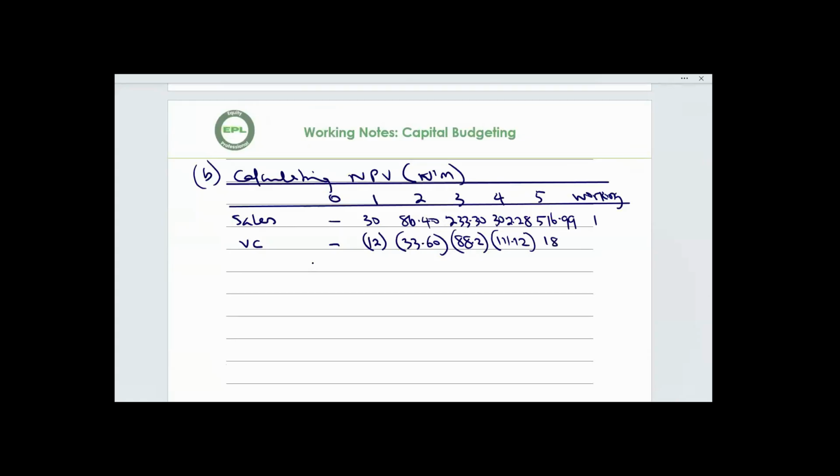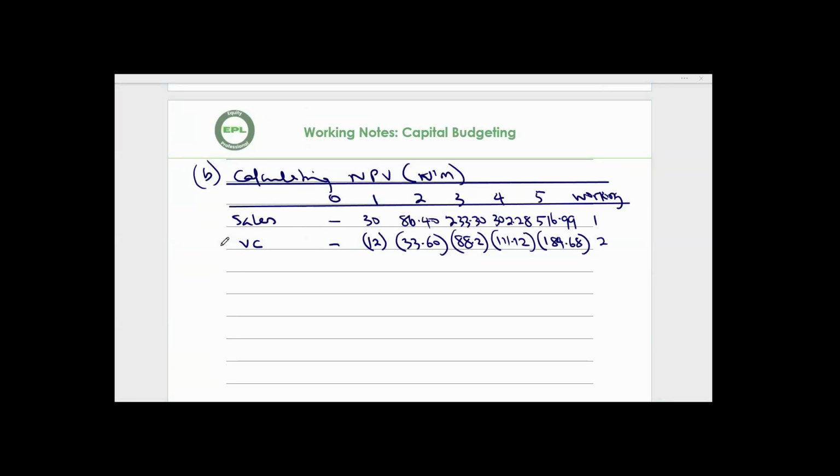184.68. So that's working 2. I will then go back to the question. Any other relevant cash flow? Let's go and identify it. Again, according to the question, we are given a fixed cost of 6 million naira.